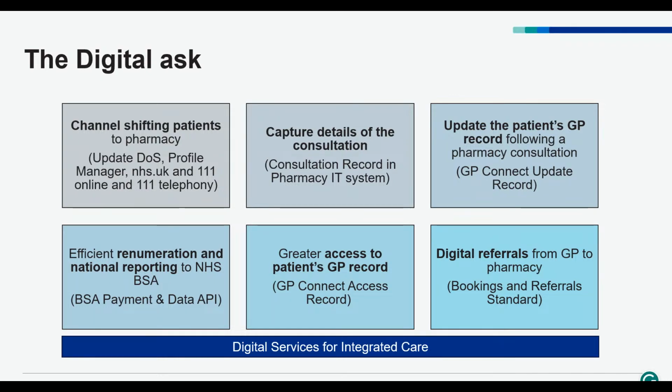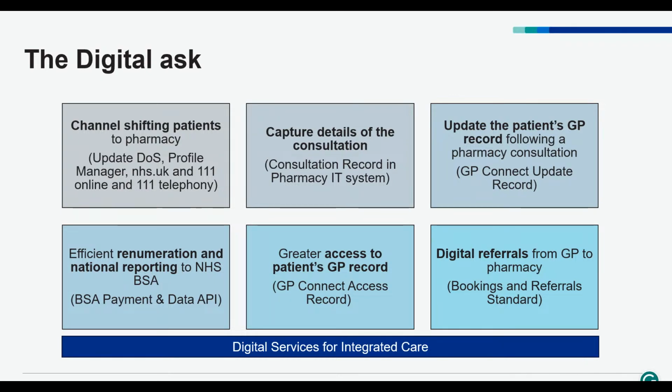So the first element that we needed to tackle really was the channel shifting of patients. How do we make sure that patients, professionals and pharmacies are clear on which pharmacies are offering the service and which patients should be going to the pharmacy instead of their GP or 111 or A&E, for example. So there were some significant changes made to the directory of services, Profile Manager, NHS.UK, 111 online and 111 telephony pathways as well.